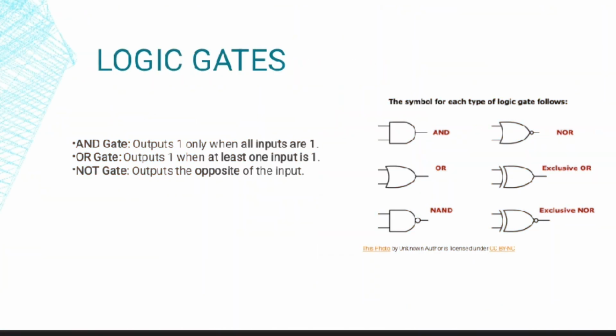And then we are moving into logic gates. Logic gates are the basic building blocks of digital circuits. They process binary inputs and produce binary outputs. Common logic gates include AND, OR, and NOT. Logic gates allow computers to make decisions and perform logical operations.